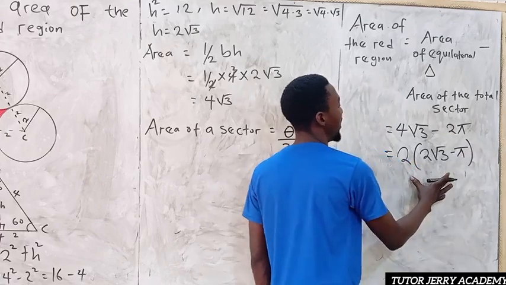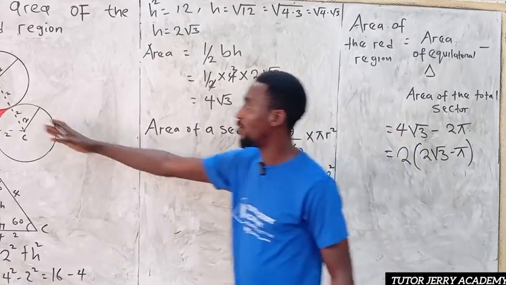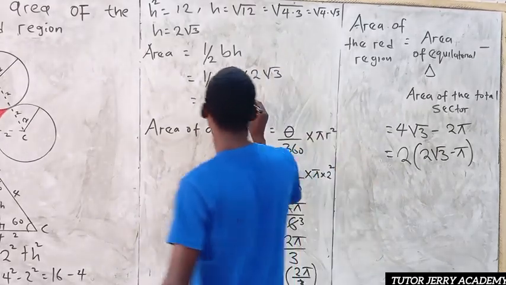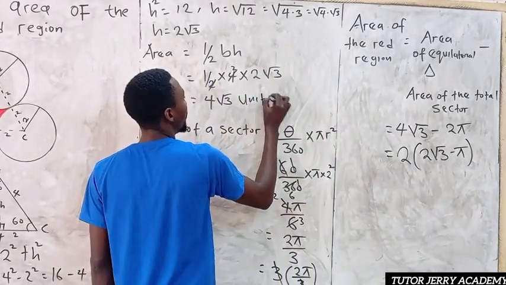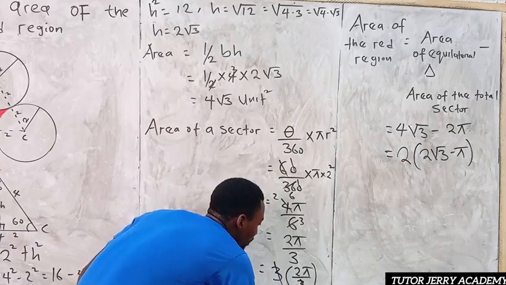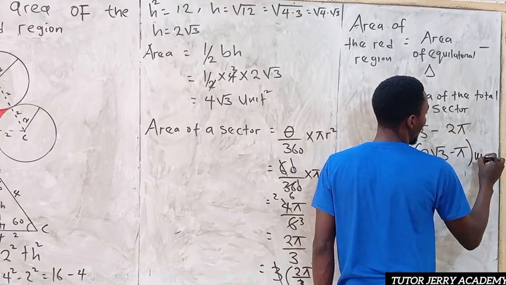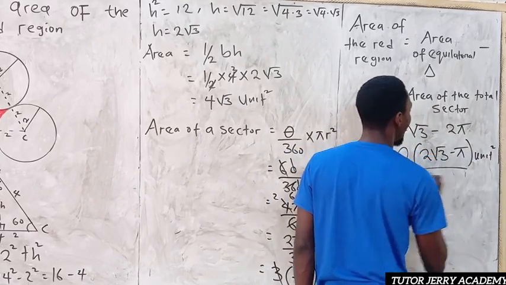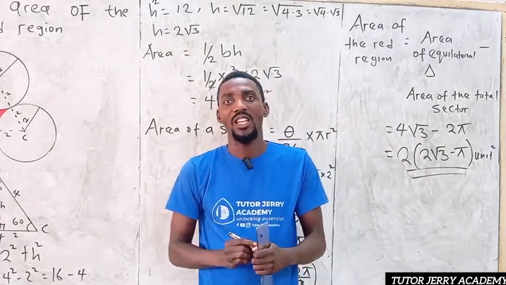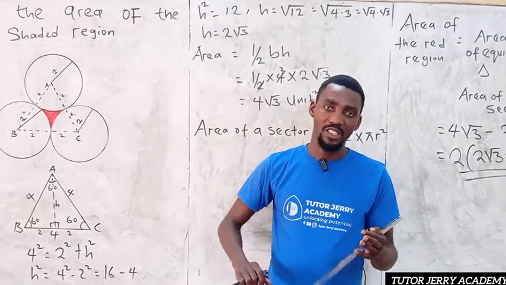So the unit of this is going to be unit square, because we just have 2. We don't put it in meters or centimeters, so it's going to be unit square. All right. Similarly with this, unit square, and similarly with this, unit square. So that is how to go about this question. Stay tuned as we are going to be solving more numericals on geometry. Thanks.